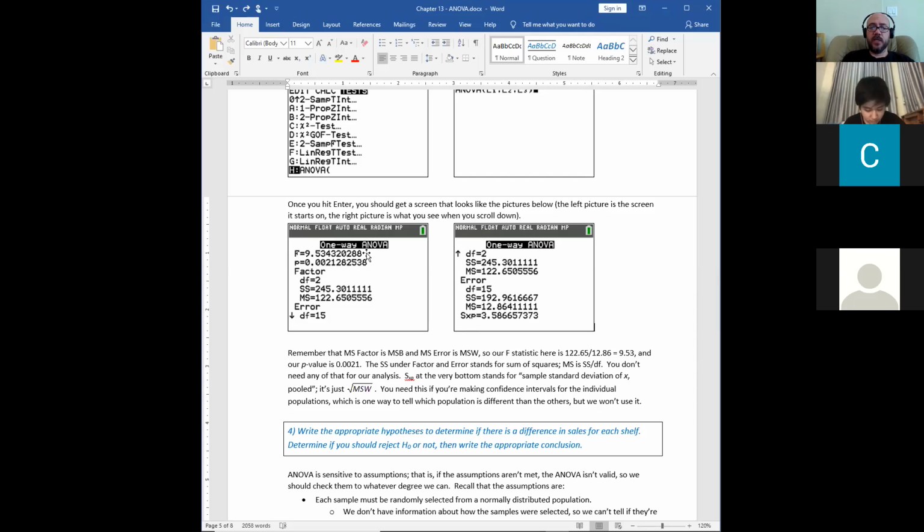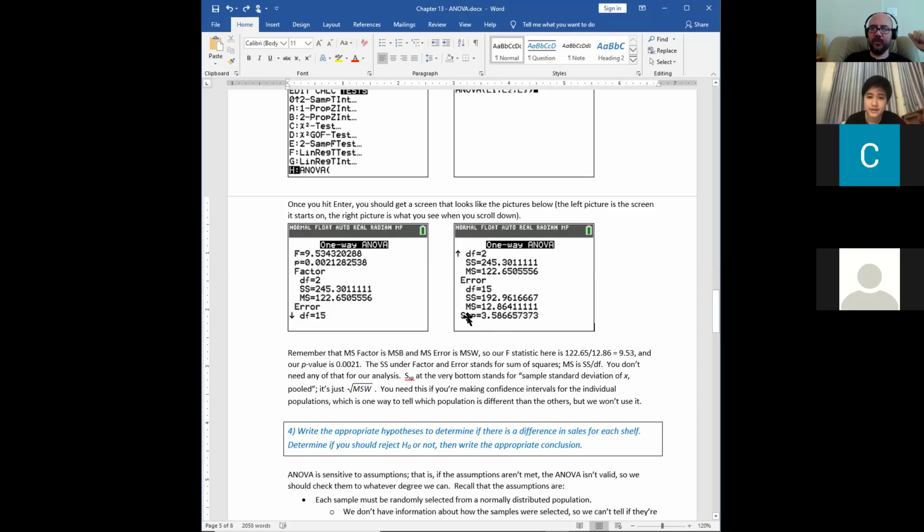That's pretty much it. That's how you do an ANOVA test. There's one more thing on here, Sxp. Remember how I said MSW is the average of all the variances of each sample? Sxp is the standard deviation. It's just the square root of MSW. If we took 12.86 and took the square root, you'd get 3.586.